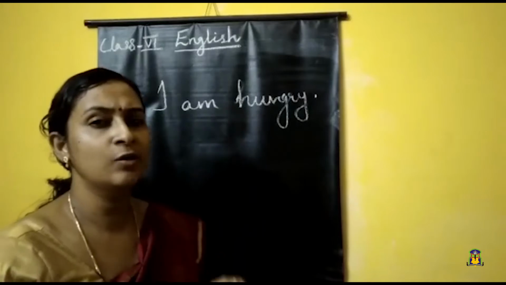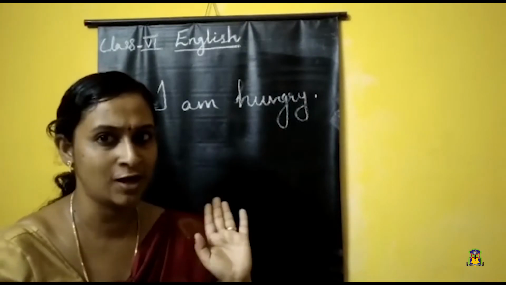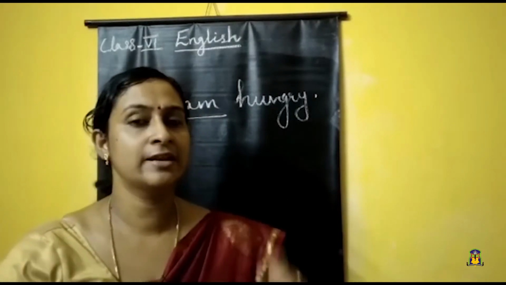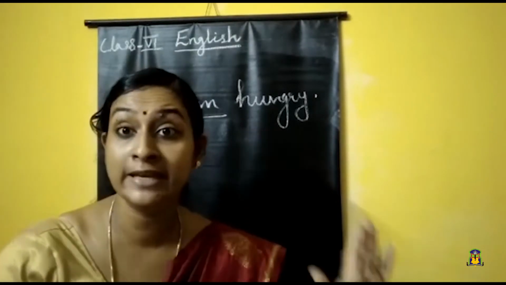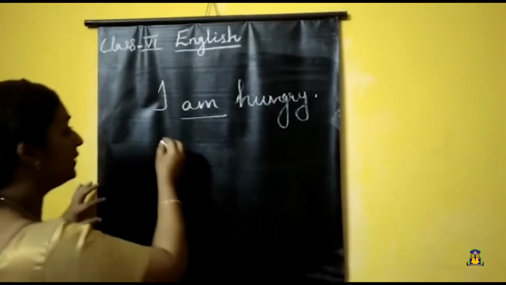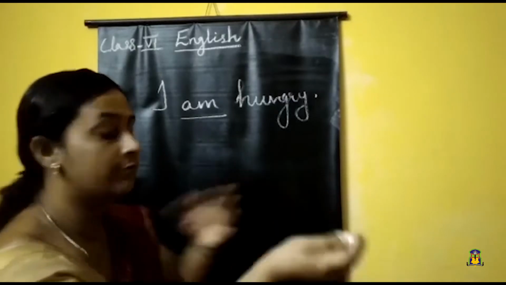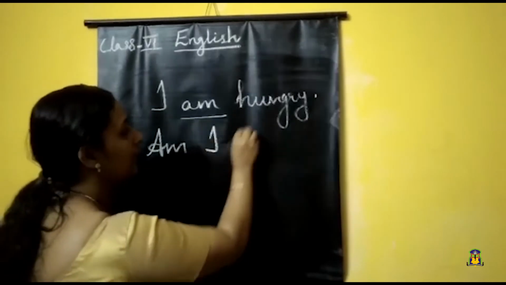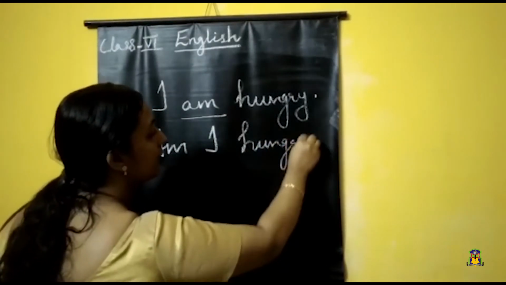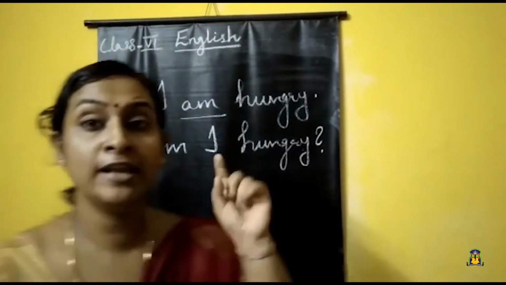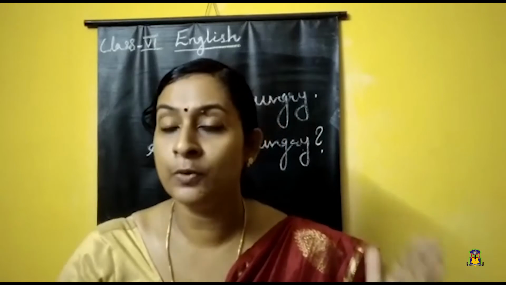I am hungry. Which is the be form here? That you learned it now. Am. So, I told you, to make an interrogative sentence, we put the be form in the beginning of the sentence. So, we are going to make this sentence into question form. Am, then subject, I, hungry. Then we want to put what? Question mark.